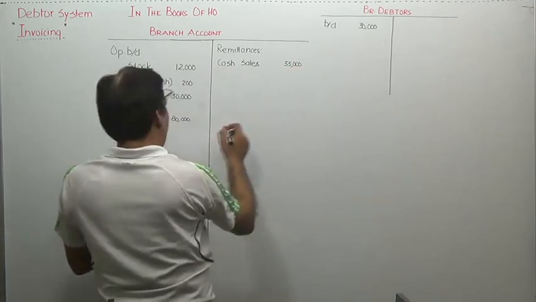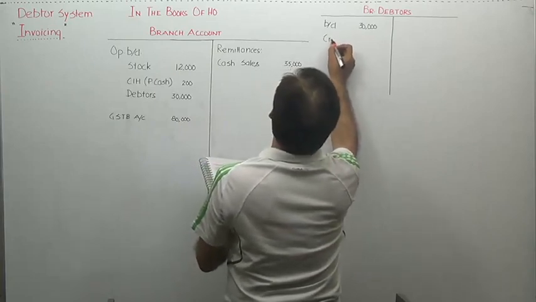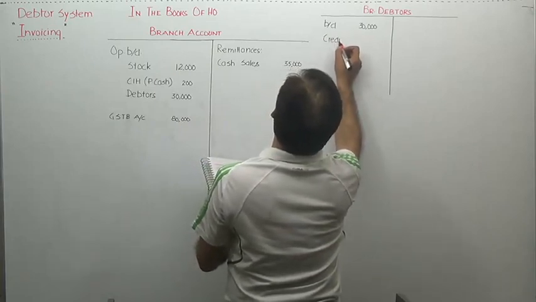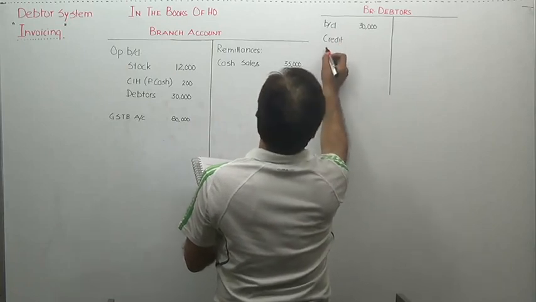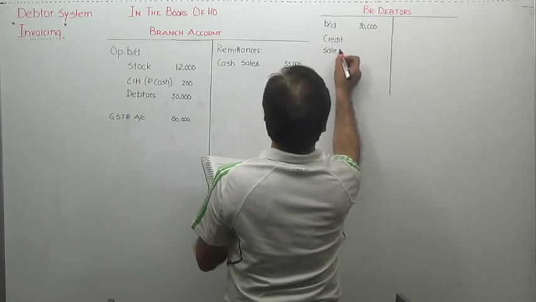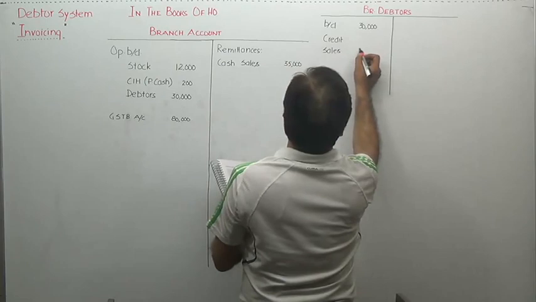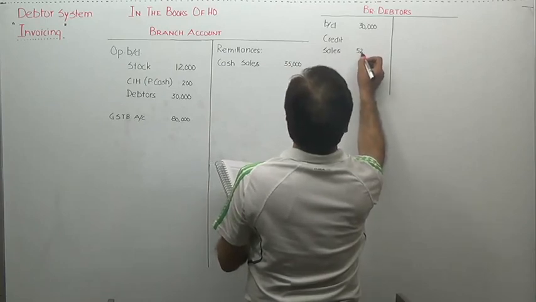And then we have been given credit sales. You should also be familiar with it by now that credit sale is a transaction which takes place between head office and branch, and that is the reason that credit sales will always come on the debit side of the branch debtors account. Credit sales.